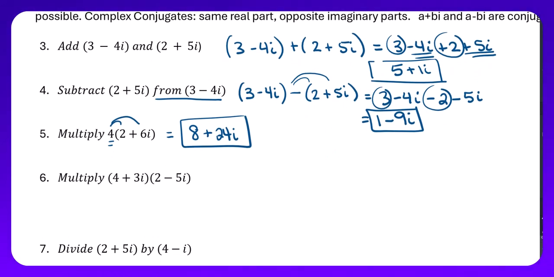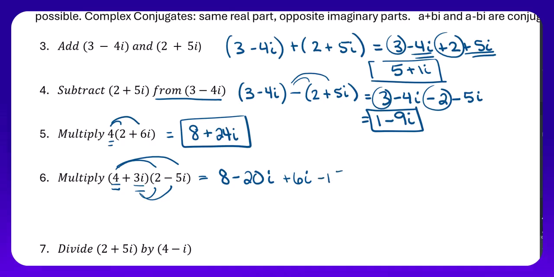So remember how you used to do this multiplication. First, we're going to distribute the 4, and then we come back and we distribute the 3i. Some people like to use FOIL, which is basically doing the same thing. So distribute your 4: 8 minus 20i. Now I'm going to come back and distribute my 3i: plus 6i minus 15i, and it'll be 15i squared because you had 3i times negative 5i.